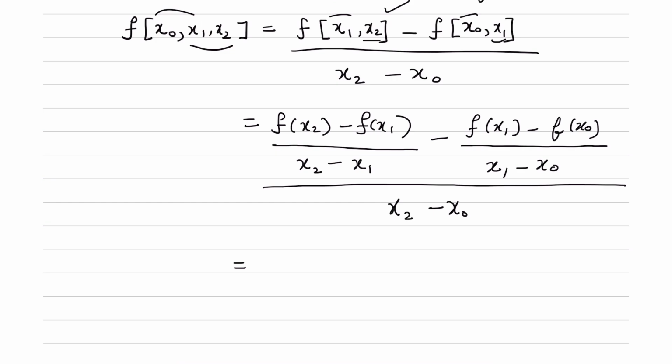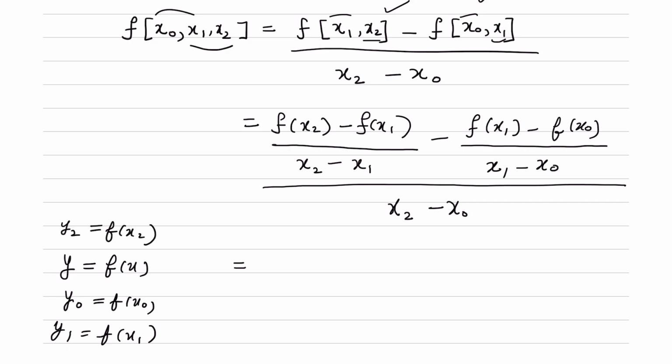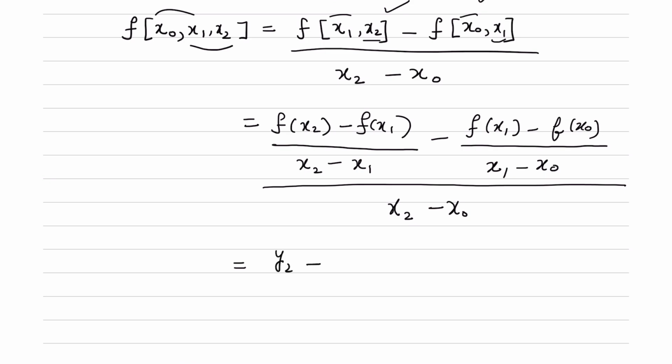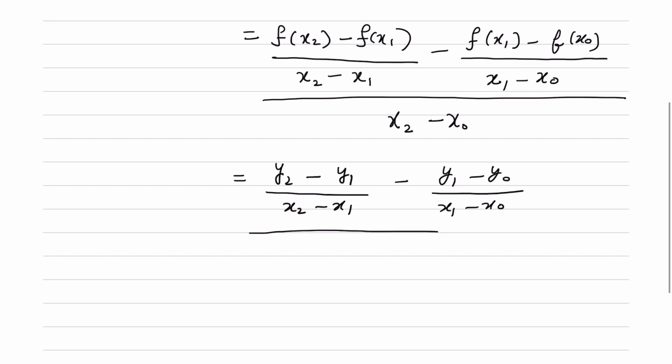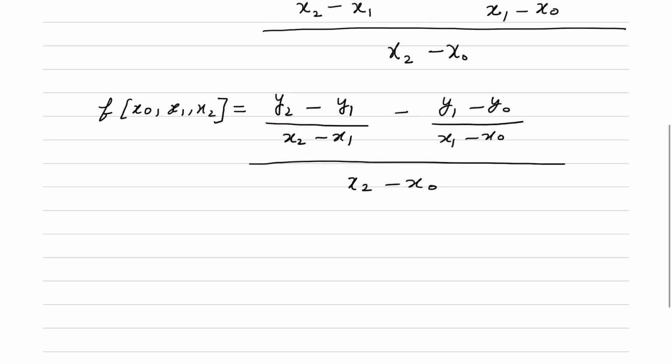The least we can do is to write f(x) in the form of y. We know that we write y as f(x), so we can write y0 as f(x0). We can write y1 as f(x1). We can write y2 as f(x2). So f(x2) is y2 minus y1 over x2 minus x1, minus y1 minus y0 over x1 minus x0, whole divided by x2 minus x0. So this is the definition of f[x0, x1, x2]. This is how we expand the divided difference operator.